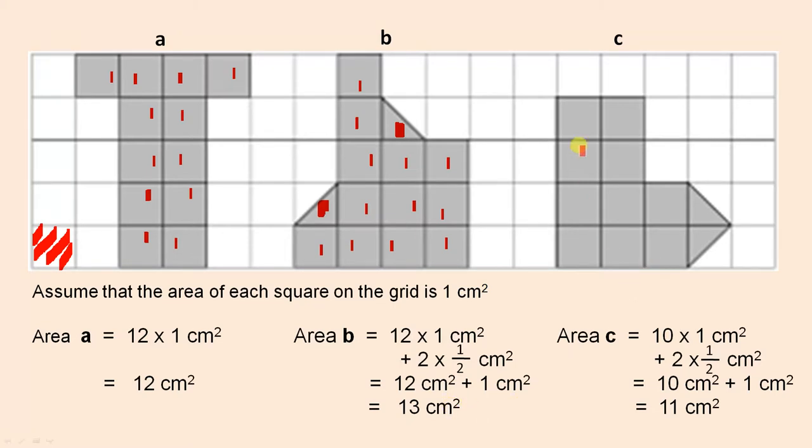Area C, let's count the whole squares. 1, 2, 3, 4, 5, 6, 7, 8, 9, 10. So it's 10 times 1 square centimetre. There's a half and another half, so it's 2 times half a square centimetre. So it's 10 square centimetres plus 1 square centimetre, 11 square centimetres. 3 excellent examples of how to use a grid to find area.